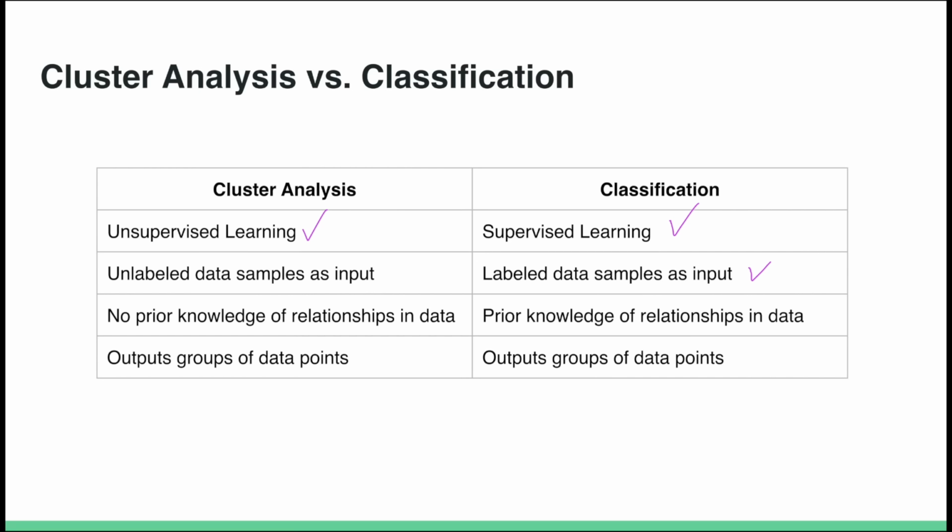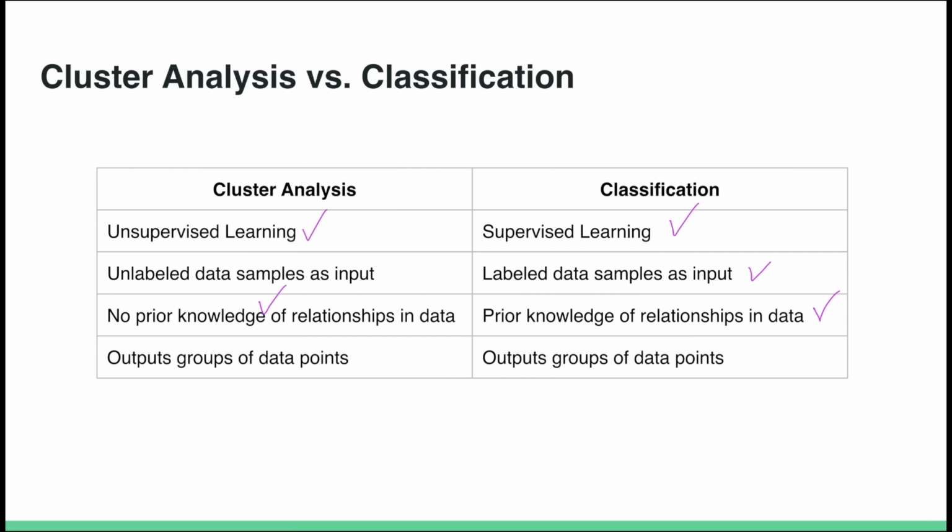And the third point kind of speaks to that. With cluster analysis, we have no prior knowledge of relationships in the data. Classification, we understand the relationship in data. In fact, that's what we're asking the algorithm to exploit for us, right? We're asking it to glean the relationship between data and whether those professors are tenured or not, and then use that to make future predictions.